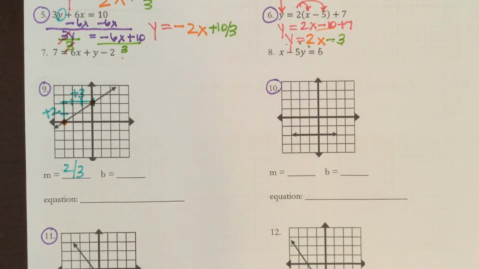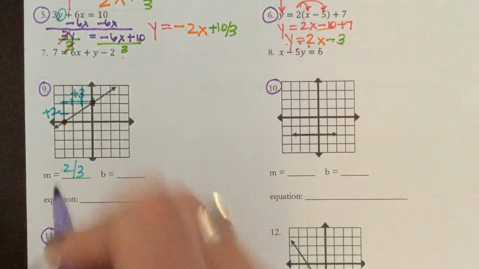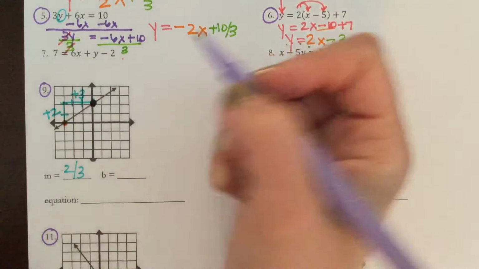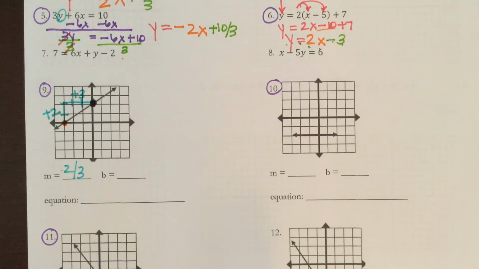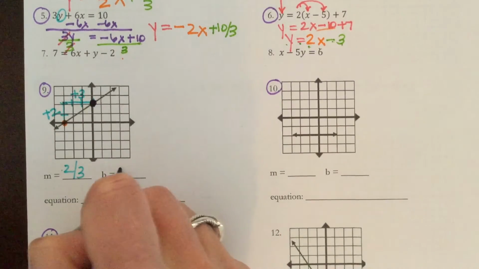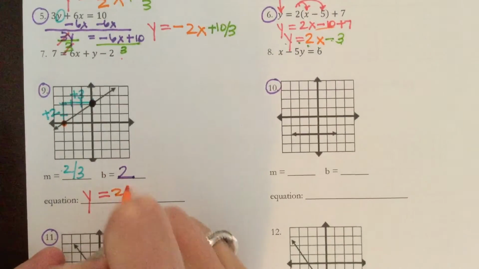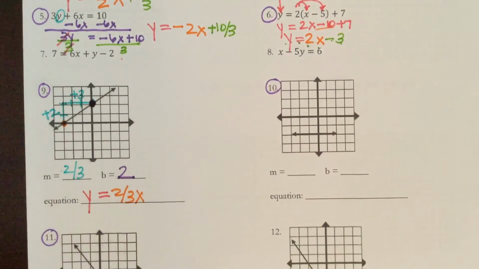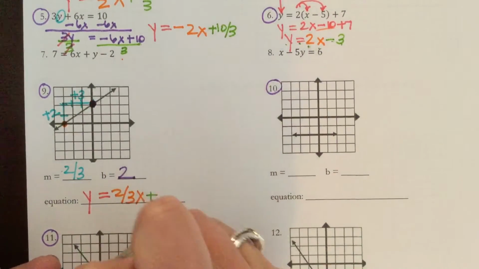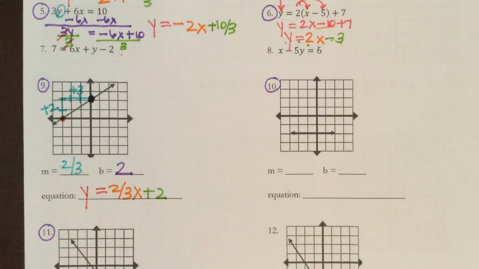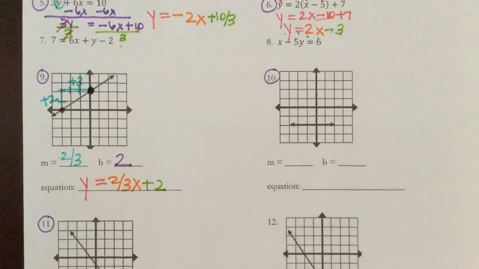I can also see that that graph crosses the y-axis right here. That is the point where the value of b is 2. We hit the y-axis at 2. And so we're ready to write our equation. Y equals m, which is 2/3, followed by x, plus my y-intercept of 2. Let's do one more like that.